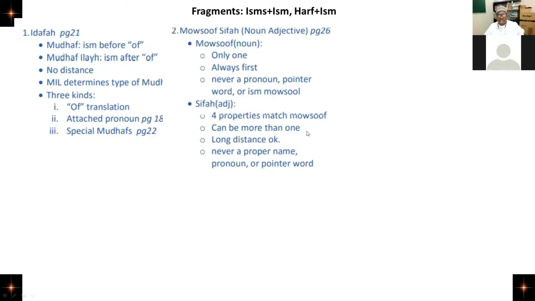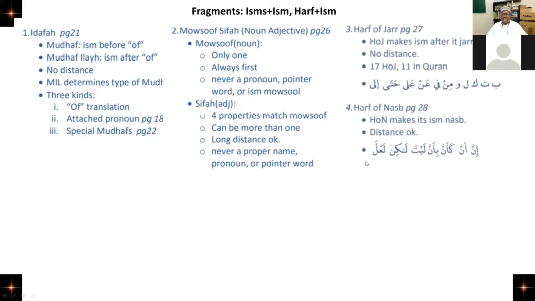Okay, matching the mawsuf in its rafa, in its status, number, gender, and type. And the sifa can be more than one, okay? And it can also allow distance between it and the mawsuf. And it can never be a proper name, and it can also not be a pronoun or a pointer, which means al-ism al-mawsul here can be a sifa, okay? Else the other pronoun pointer words cannot be mawsuf or cannot be sifa. Okay. So that's the second type of fragment.